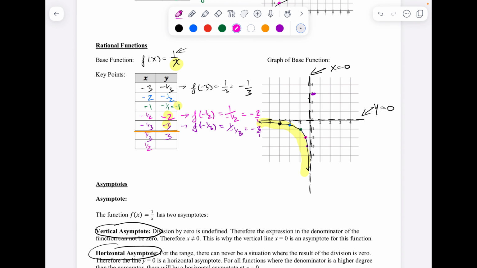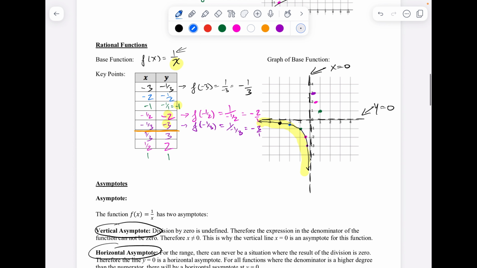And if I go to positive 1/2, my y value is 2. And if I go to positive 1, my y value is 1. So everything's mirroring. If I go to positive 2, my y value is 1/2. And if I go to positive 3, my y value is 1/3. So there's this part of the function that looks the same, it's just in the positive quadrant.